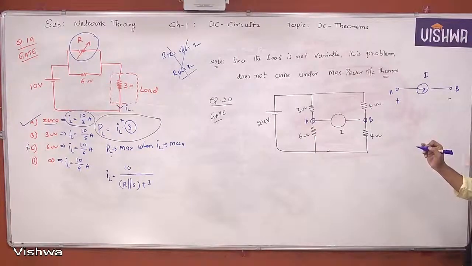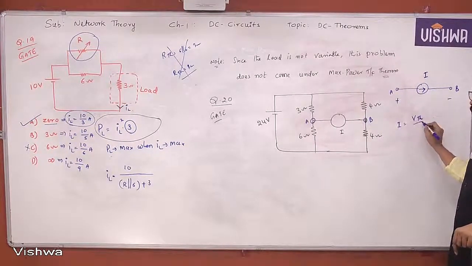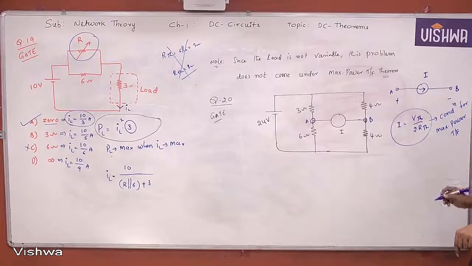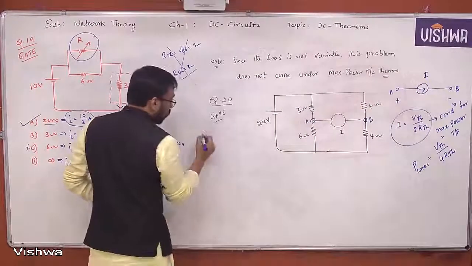Now I need to find the magnitude of it so that it receives maximum power. But you know that I is equal to VTH by 2 times RTH. This is the formula, the condition for maximum power transfer. Yes or no? And what is the maximum power value? VTH square by 4 times RTH. That's it. So let us try to find the VTH value now. What is VTH?